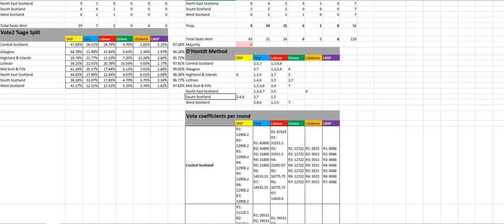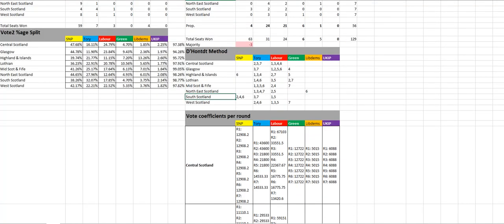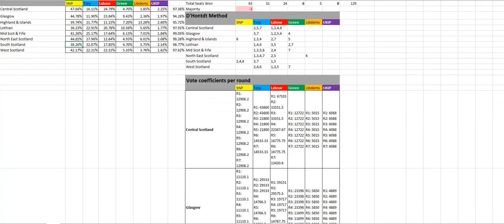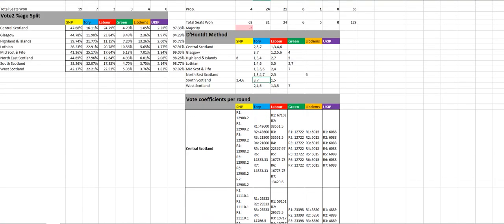Because in the south of Scotland, they actually gained 3 seats using the d'Hondt method. And surprisingly, in the south of Scotland, it was where they performed what was their second worst performance in terms of the number of votes they got. They only got 38%, but they won 3 seats, and they actually won more seats than what the Tories won in the list vote. And it's very easy to see why.